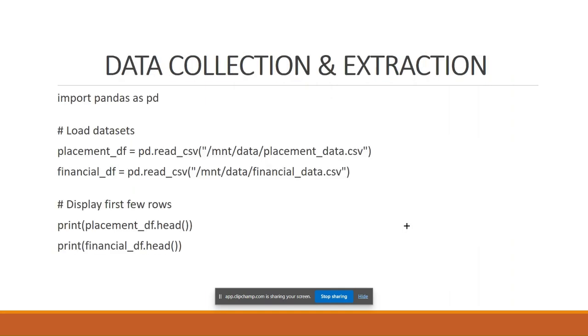So the first step is the data collection and extraction. The first step in this stage is to use pandas. So we first import pandas as pd, and we create two variables, placement_df and financial_df, and read the CSV files which we had created and saved in these locations. The next step would be to display the first few rows of both of the data sets to get an idea of the kind of data that is being stored in the data set.